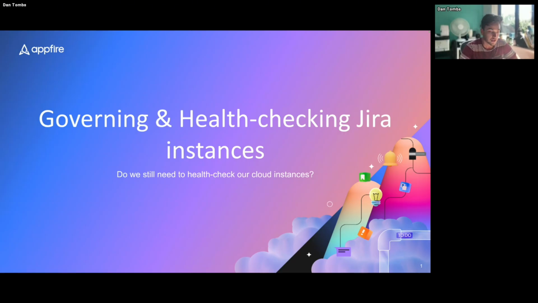So yes. Okay, so without further ado, hi, I'm Dan Toon, so I'm the Solent leader, and I am also a solution architect here at Appfire. And we're going to be talking about governing and health checking. There is a trick question because, of course, the answer is yes.